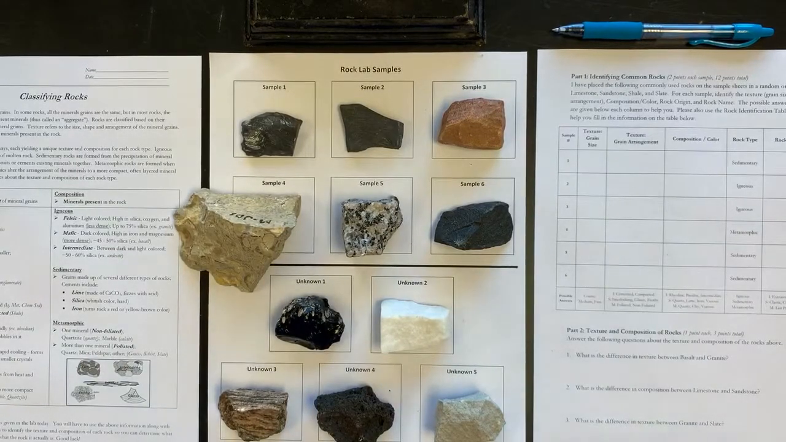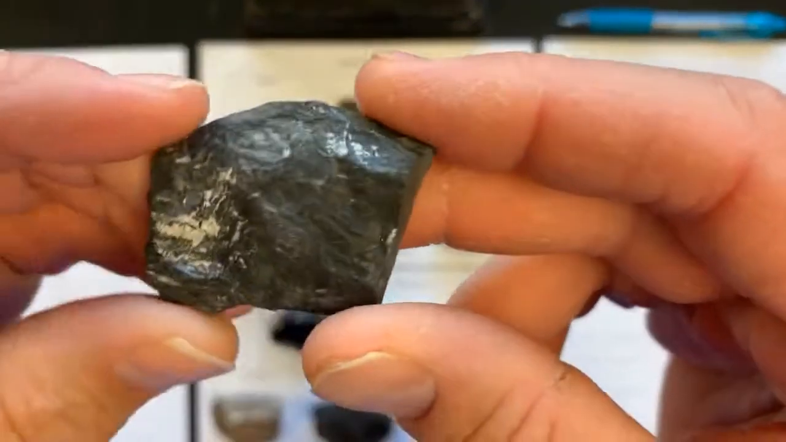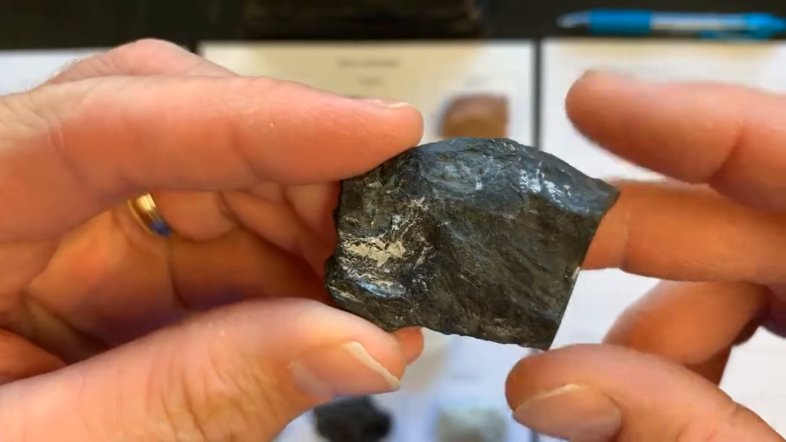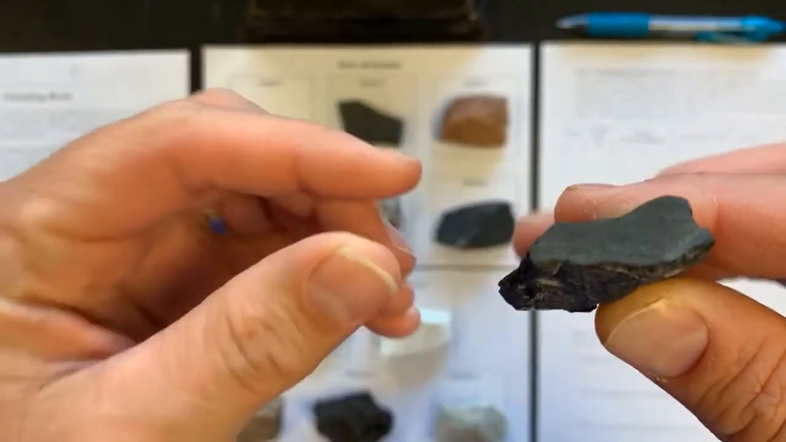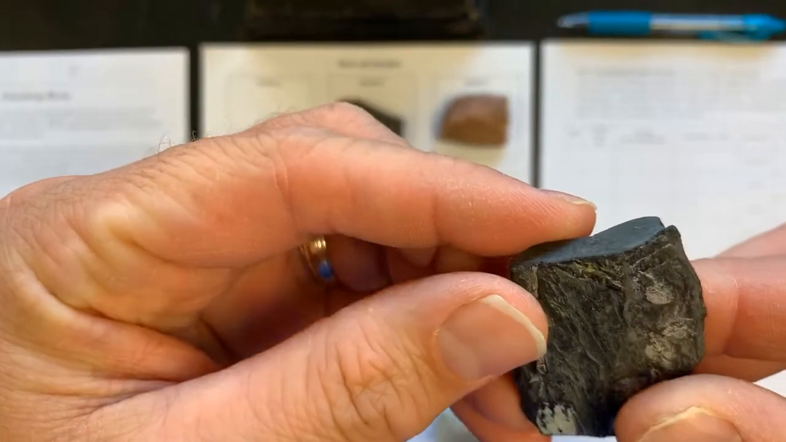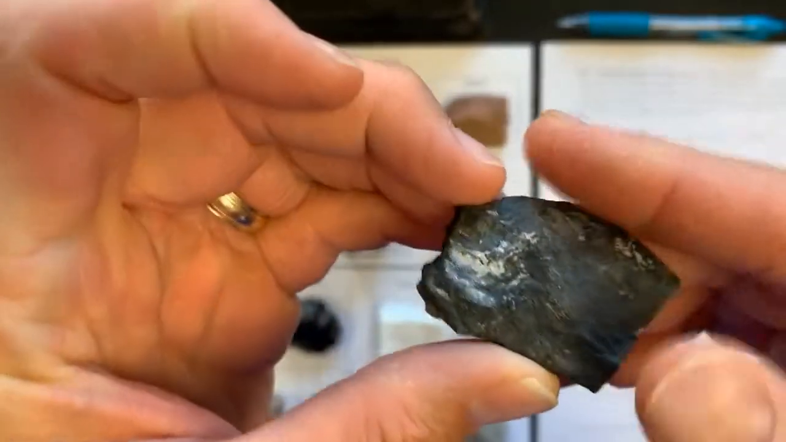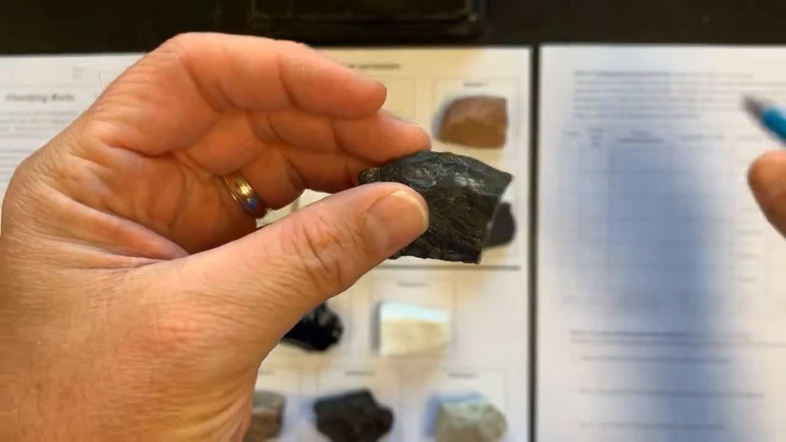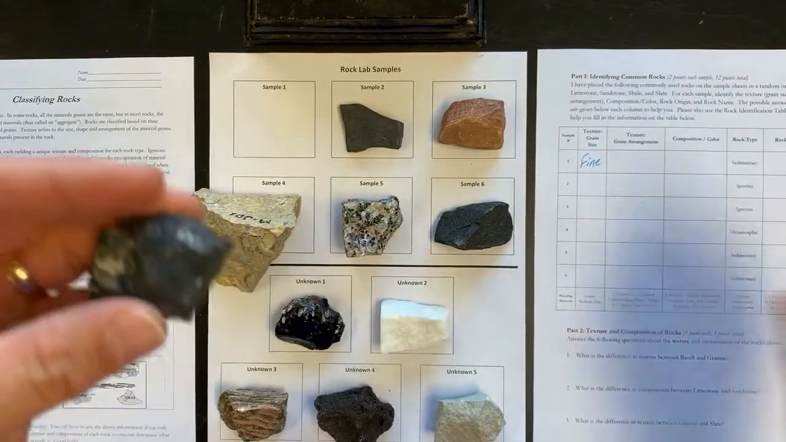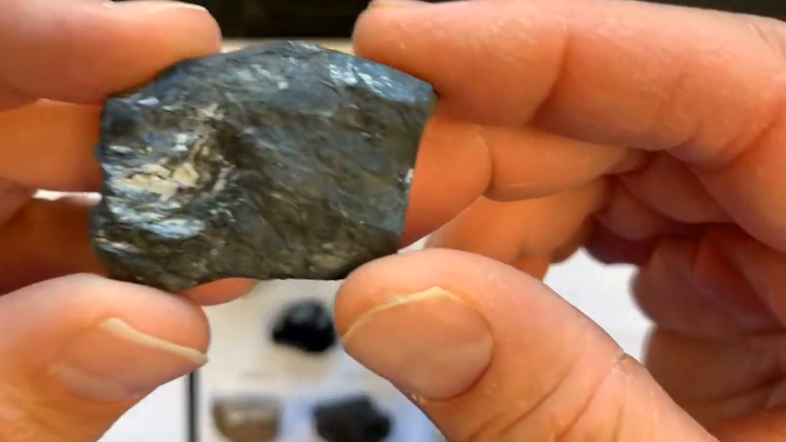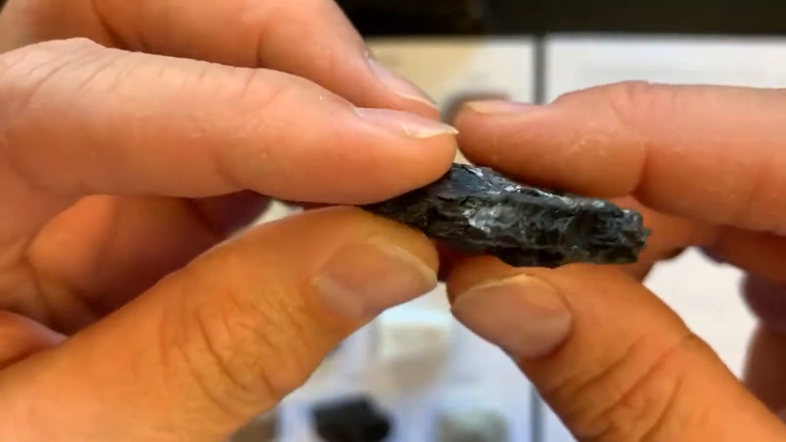So let's get started with sample number one. Sample number one is going to help us learn how to identify the grain size. If you look at sample one, you don't really see any particular differences in the grains. This is an example of a fine-grained rock. So in the grain size column, we're going to write fine. And the grain arrangement of this is a little bit difficult to tell. Grain arrangement is how the grains are put together.